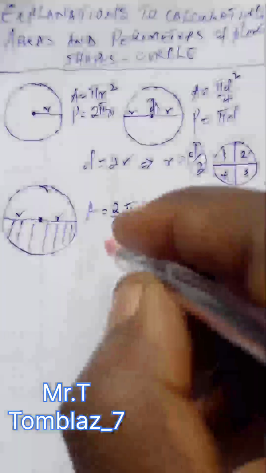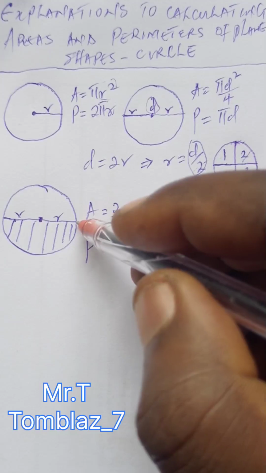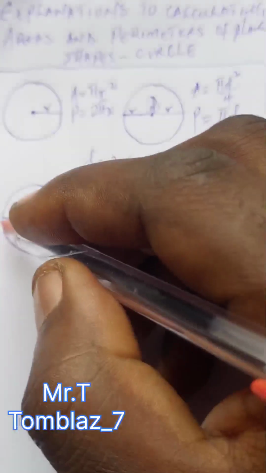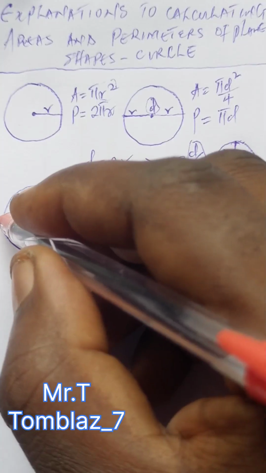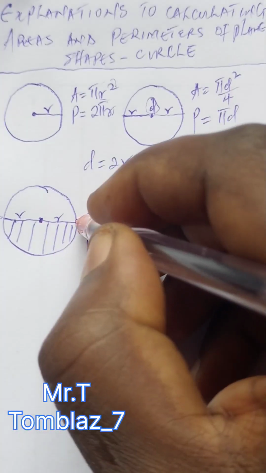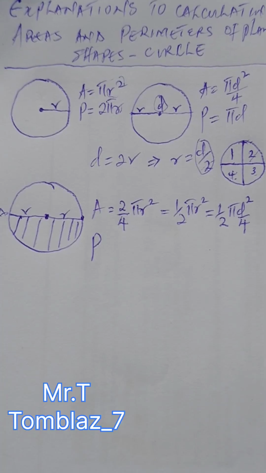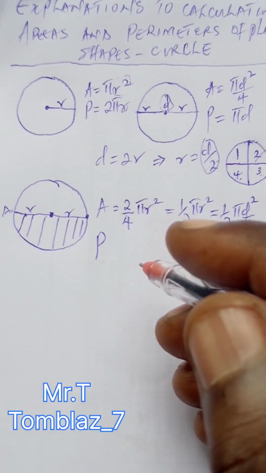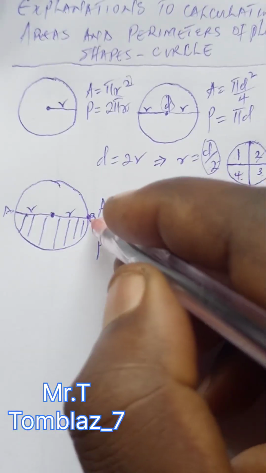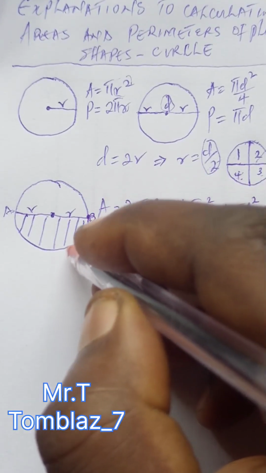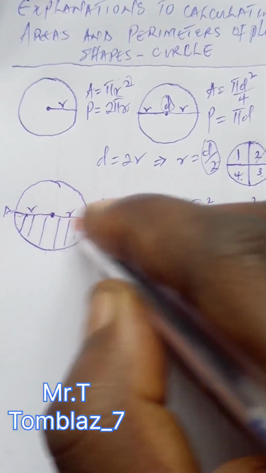Now, what about the perimeter? The perimeter has to be the distance from this portion. So if I call this portion A and this portion B, let's say I call one portion of the circle A and the second portion B. If I want to look for the perimeter of this shaded portion, it will take the distance from A to B and these two radii.